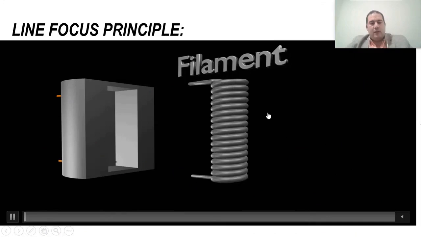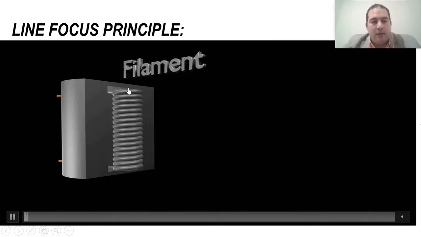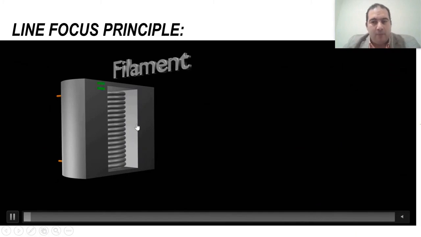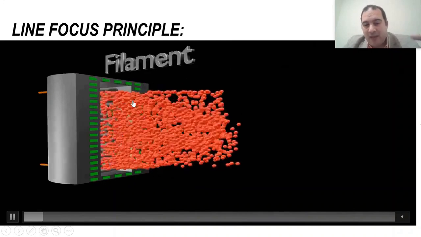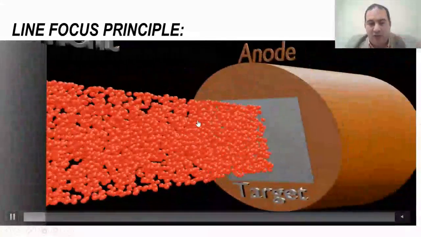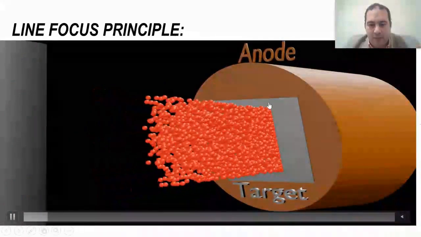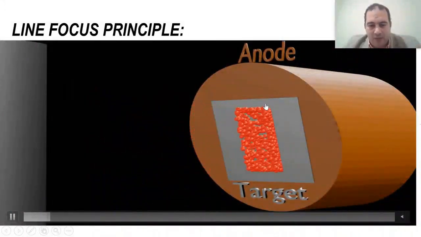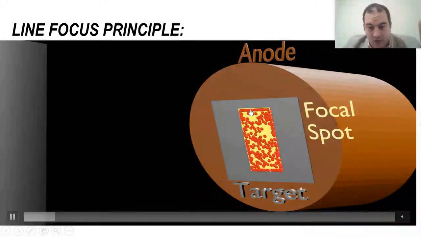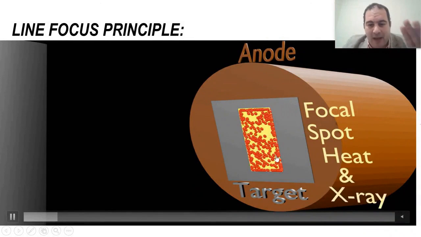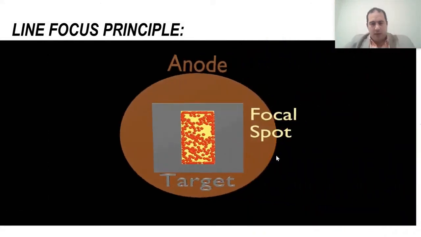Here I have the filament. This filament is inside the focusing cup. As we discussed earlier, this area contains the negative charge. Why? To focus the beam of electrons coming from the filament. The electrons start to move and interact with the anode, and this way, the X-ray appears. This area is what I call the actual focal spot. This is the area that is exposed where the heat will be generated. 99% of the heat resulting from the collision will be produced here.